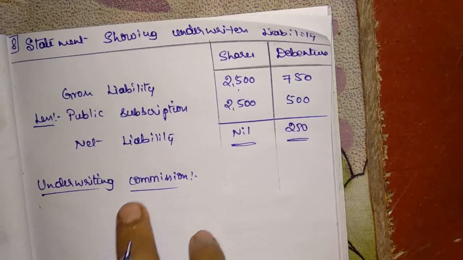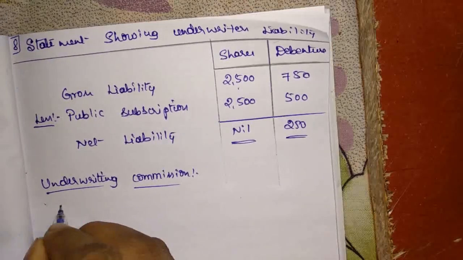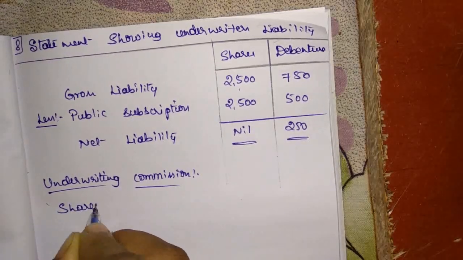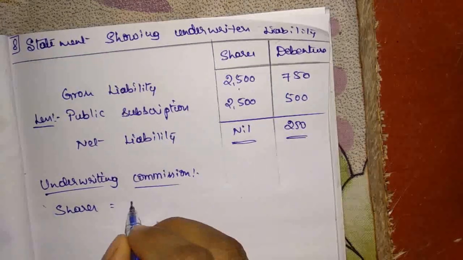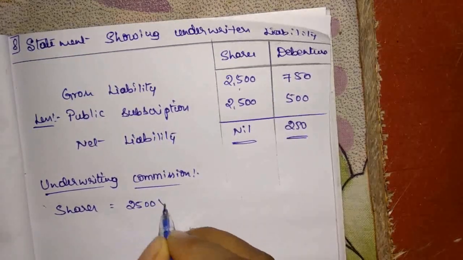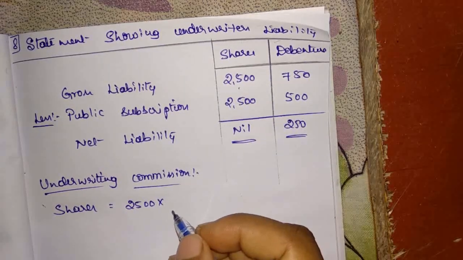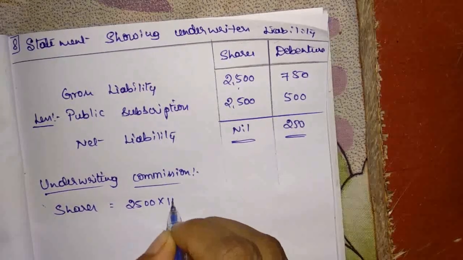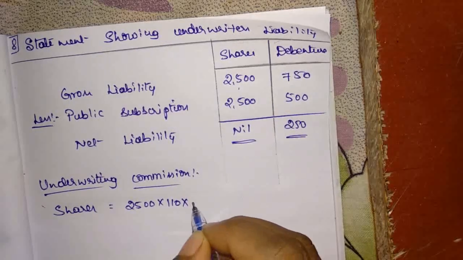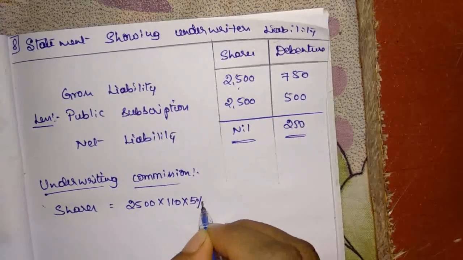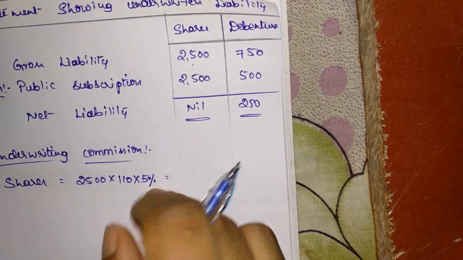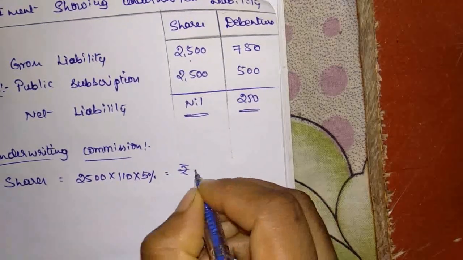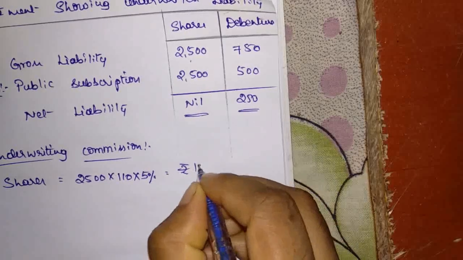Next we'll see the underwriting commission. First on shares we'll calculate. What is the number of shares underwritten by the underwriter, the whole issue? That is 2,500 shares. What is the issue price of the shares? It is 110. And what is the rate of commission? It is 5%. So 2,500 into 110 into 5%, so commission in rupees is 12,500.